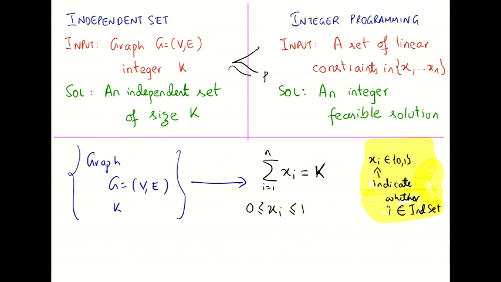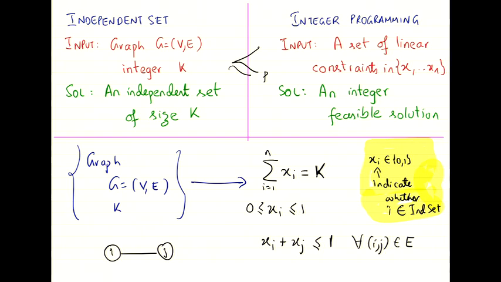And then finally, there should be no edges within the independent set. Meaning, if you have an edge ij, you can't have both endpoints be equal to 1. Only one of them can be equal to 1. So for every edge ij, you can add a constraint of the form xi plus xj is less than or equal to 1, for all ij an edge. It's easy to generate this linear system given the graph.